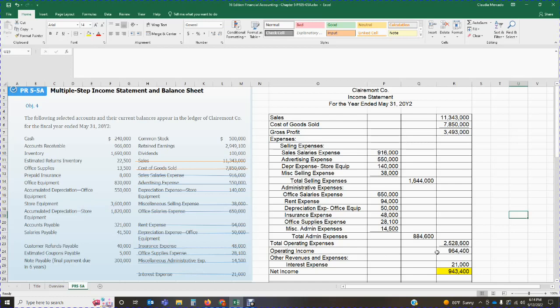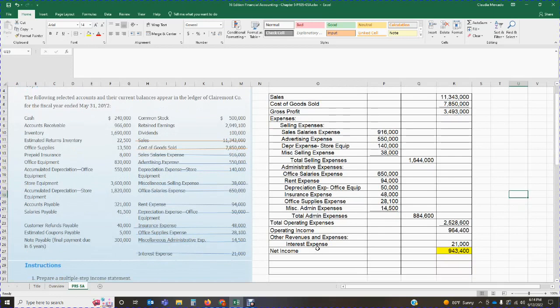To calculate your operating income, you get your gross profit of $3,493,000 minus the total operating expenses of $2,528,600, and that will give you your operating income of $964,400. You deduct any expenses that you incurred that are other expenses not associated with your operations of the business. If you had income, you would add the income. If you have expenses, you deduct the expenses. In this case, we have an expense. We're going to subtract. So we get our operating income of $964,400 minus the interest expense of $21,000. That will give you your net income of $943,400.